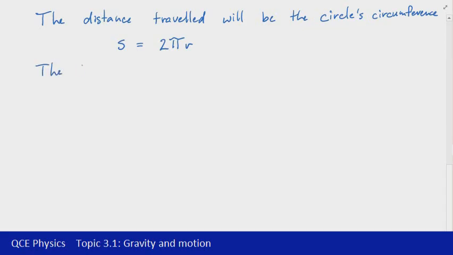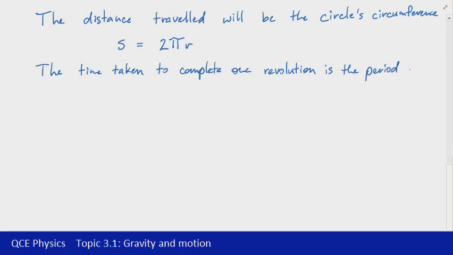Now the time taken to complete one revolution is known as the period. It's a term that we've come across before when we looked at wave motion, and it has the same sort of meaning. It's basically the time to complete one full motion of the object, and in this case it's to move completely around the circle and back to its starting point. So if we consider time being t, in this case that value of time is going to be equal to the period, capital T.